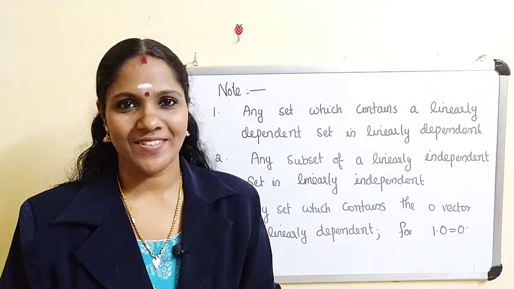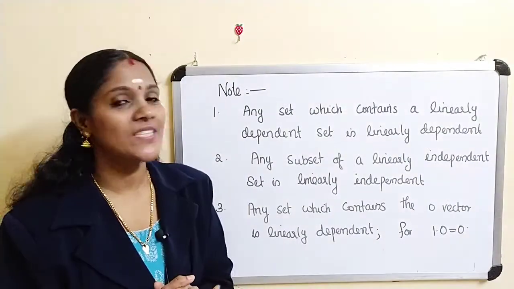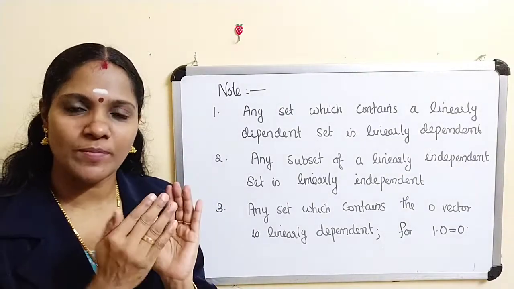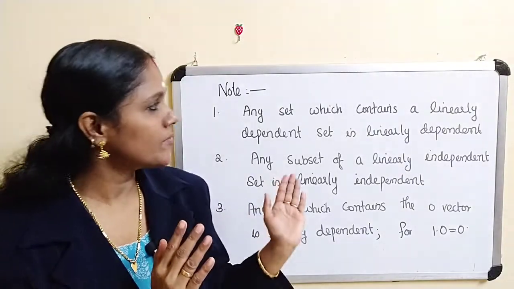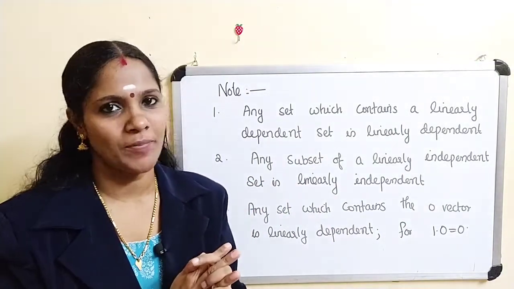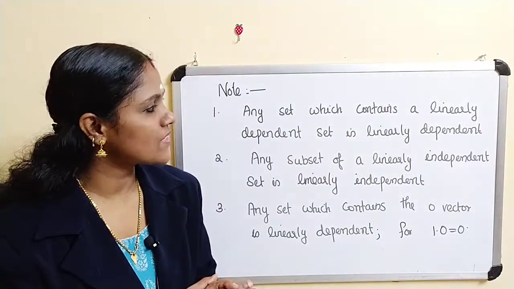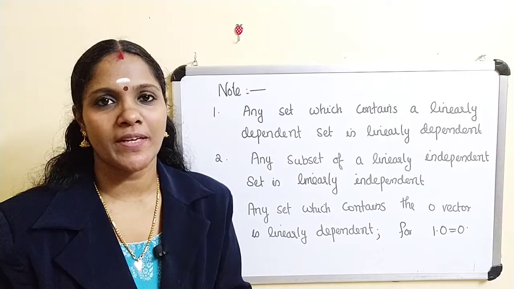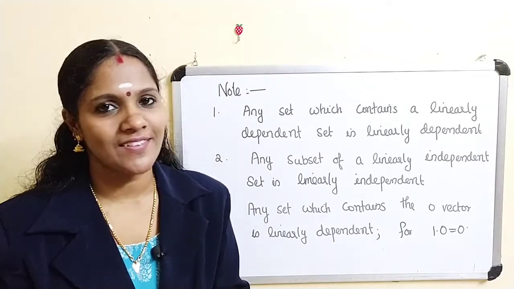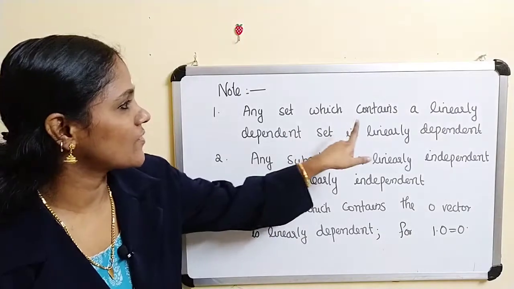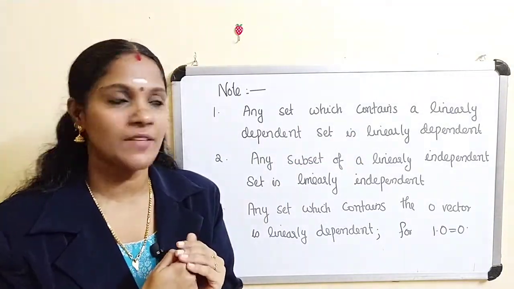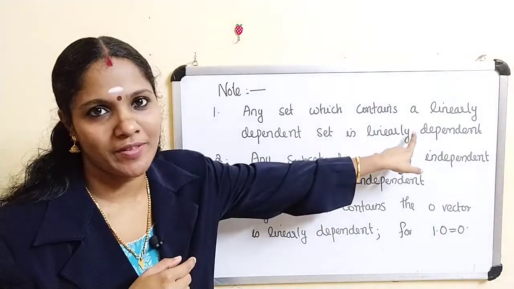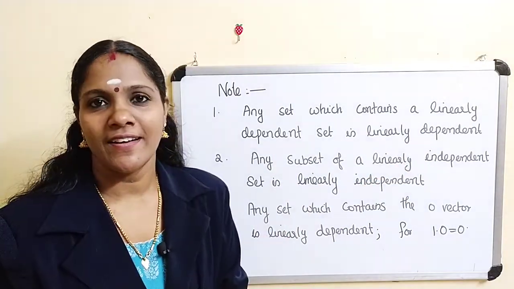Now the next note: any set which contains a linearly dependent set is linearly dependent. If a subset of a set is linearly dependent, then that set is also linearly dependent. Now the second property: any subset of a linearly independent set is linearly independent. If a set is linearly independent, then every subset of that set is also linearly independent. Using the previous property, if some subset were linearly dependent, then any set containing it would be linearly dependent, but here we are taking the set to be linearly independent.